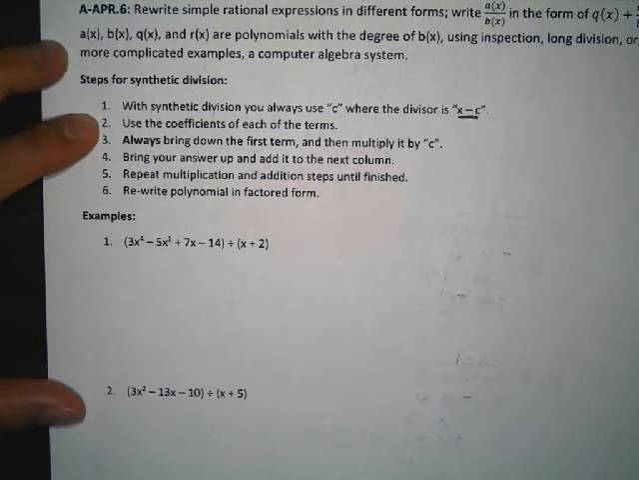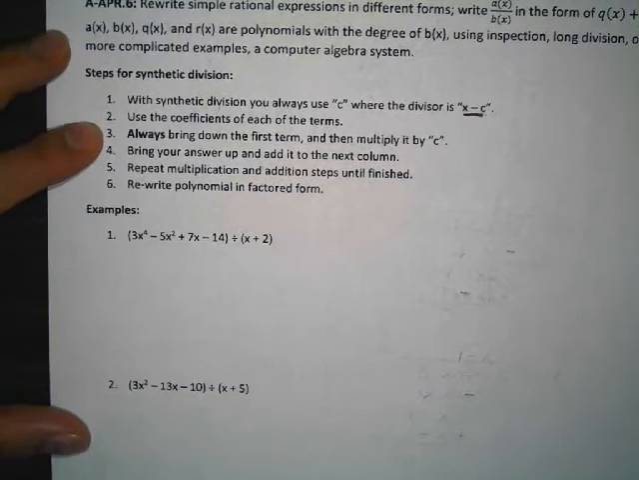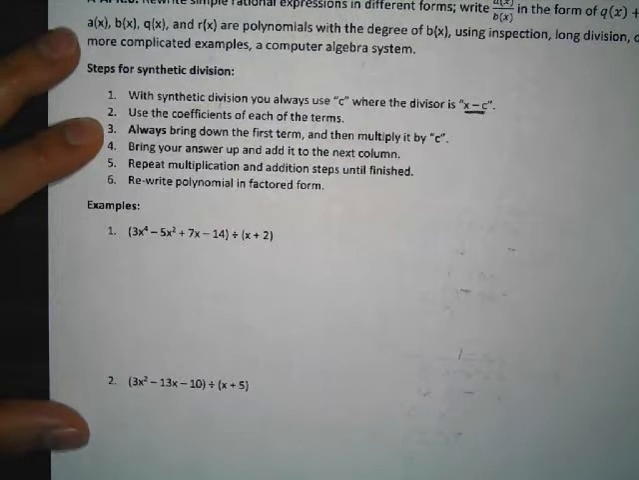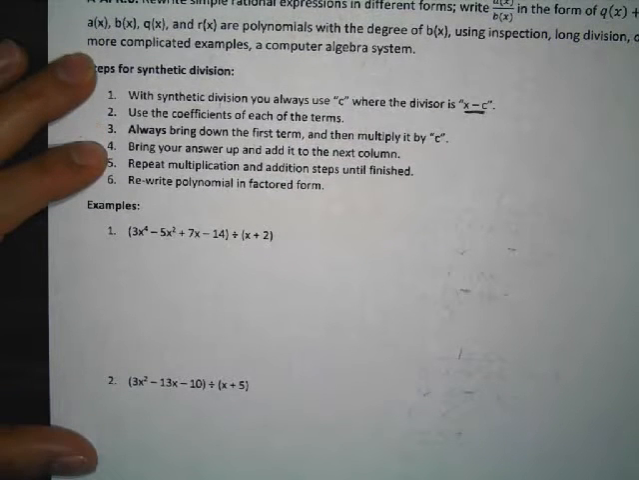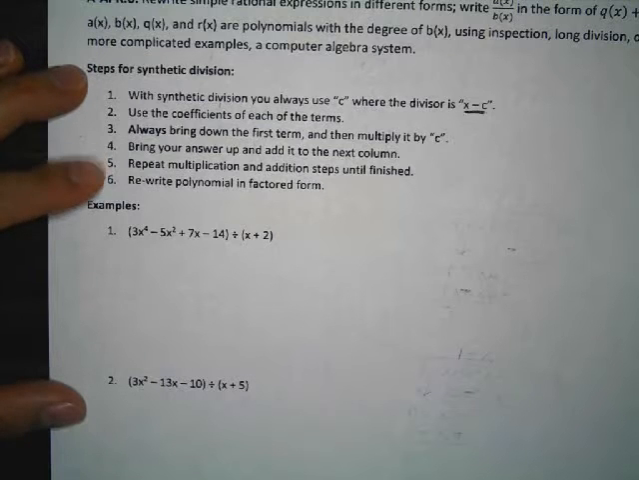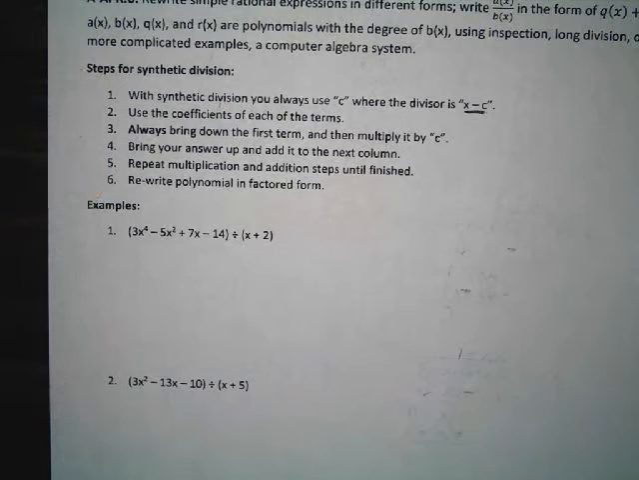Number 2, use the coefficients of each term. Now if you're missing a term, then make sure you put a 0 in for that. And again, you'll see an example like that in a little bit. 3, always bring down the first term and then multiply it by c. Number 4, bring your answer up and add it to the next column. 5, repeat multiplication and addition steps until you're finished. And then the last step, you just rewrite the polynomial in factored form.